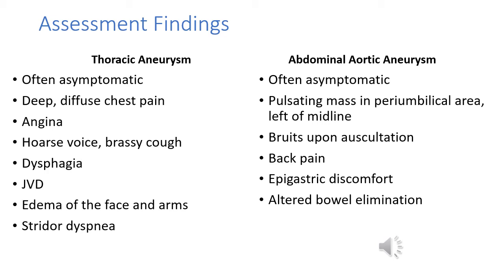An abdominal aortic aneurysm may have a pulsating mass that you may palpate in the periumbilical area, so right under the belly button, a little left of midline. Bruit on auscultation, back pain, epigastric discomfort, and even altered bowel elimination may occur related to compression of nerves. These clients sometimes say they feel like their heart is beating in their abdomen when they lie flat on their back.